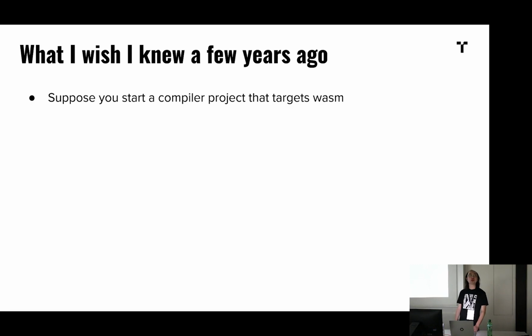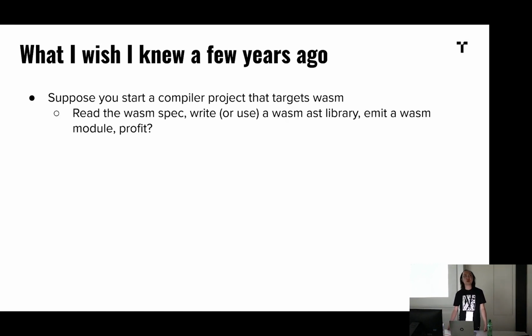So suppose you want to write a compiler project that targets WebAssembly, this shiny new buzzword. What are you going to do? First of all, you're going to be reading the WebAssembly specification. And then you know that there are these different kinds of opcodes, different sections, these kinds of things. And now you are going to be writing or using an existing library, be it in Haskell or any other language, that represents the WebAssembly abstract syntax tree in memory. And once you have such an AST representation of WebAssembly, then you can just emit a WebAssembly module from your low-level intermediate representation, right? Is everything going to work out of the box?